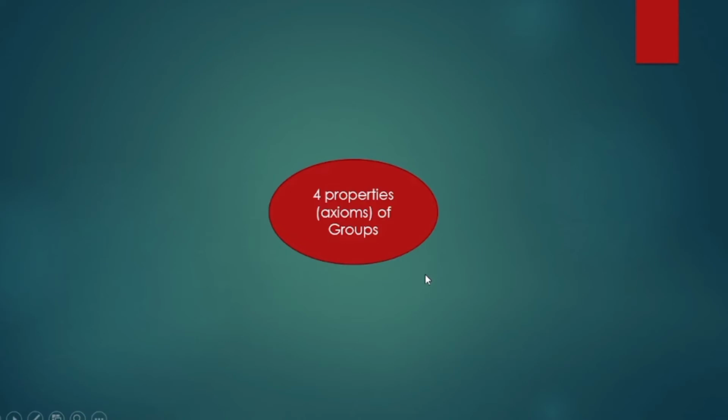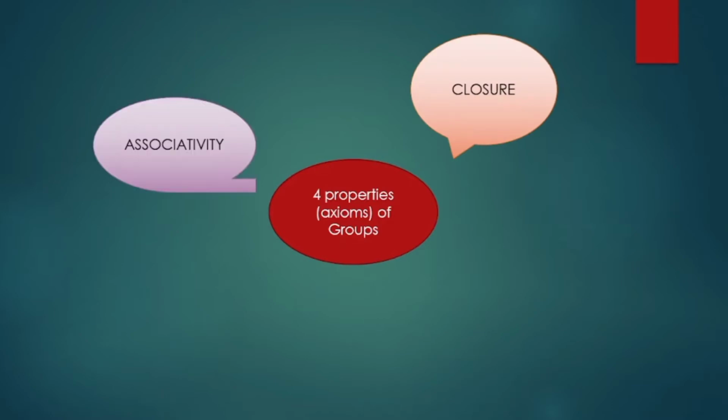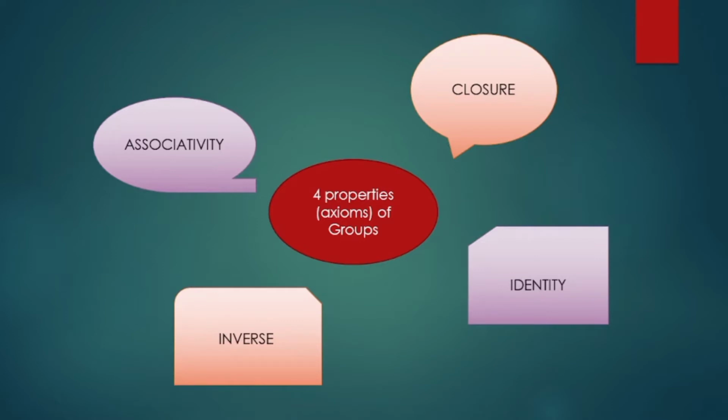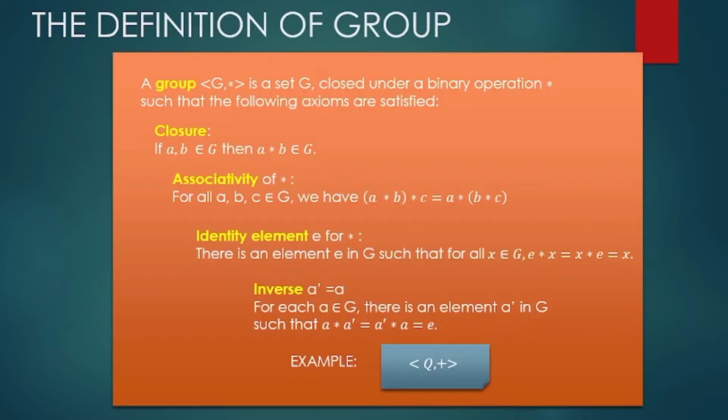In this video, we will explain about the definition of group and some examples. Okay, first, we should know that there are four properties or axioms of a group, which is closure, associativity, identity, and also the inverse. Okay, let's proceed to the definitions of group.